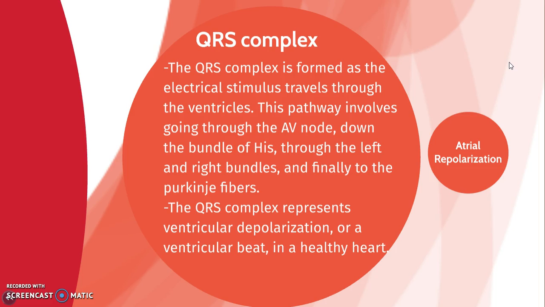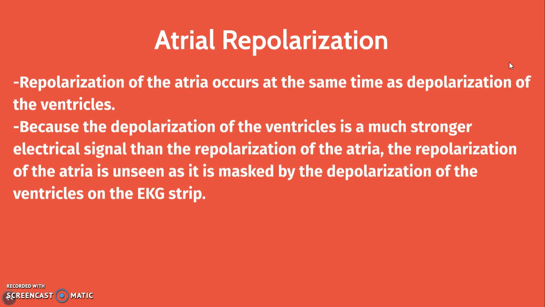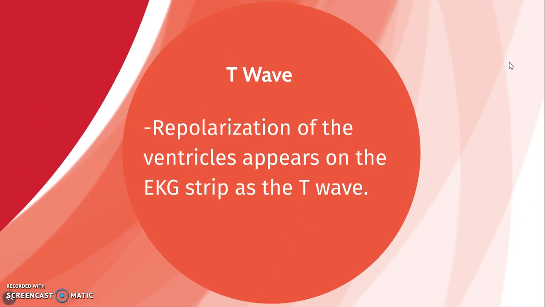At the same time as the ventricular depolarization, atrial repolarization also occurs. Because the depolarization of the ventricles is a much stronger electrical signal than the repolarization of the atria, the repolarization of the atria is unseen as it is masked by the depolarization of the ventricle on the EKG strip. Finally, we will see the T wave, which represents the repolarization of the ventricles.